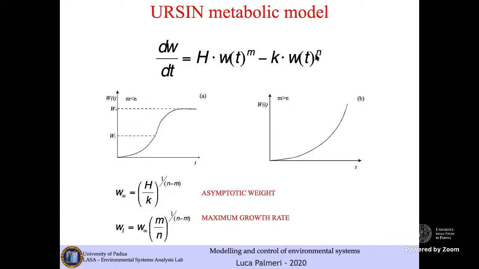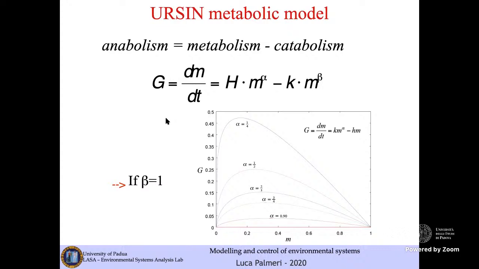So the exponential here is larger than the exponential here, because in this case we have that n is larger than m. So the limiting effect starts to play a relevant role, so that the growing organism tends to an asymptotic value of weight. Okay.